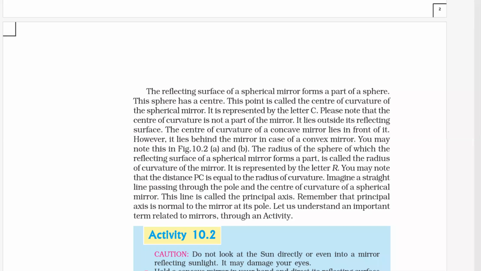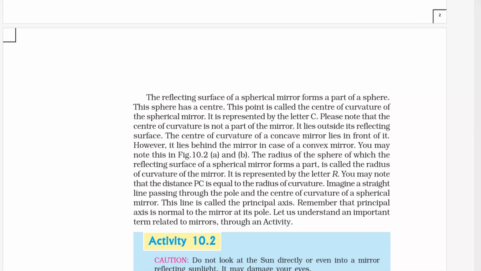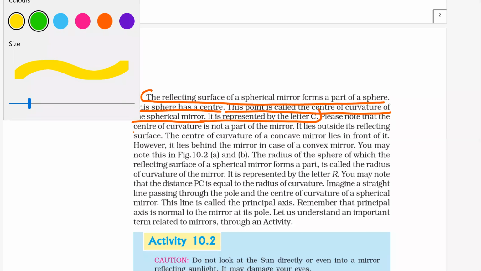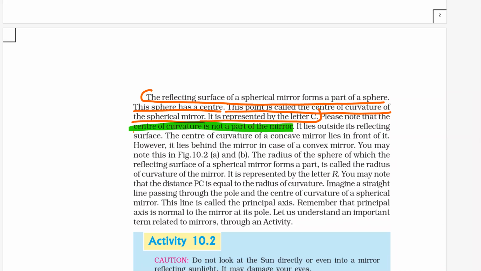The reflecting surface of a spherical mirror forms a part of a sphere. This sphere has a center. This point is called the center of curvature of the spherical mirror. It is represented by the letter C. Please note down that the center of curvature is not part of the mirror. सेंटर ऑफ कर्वेचर मिरर का पार्ट नहीं है.